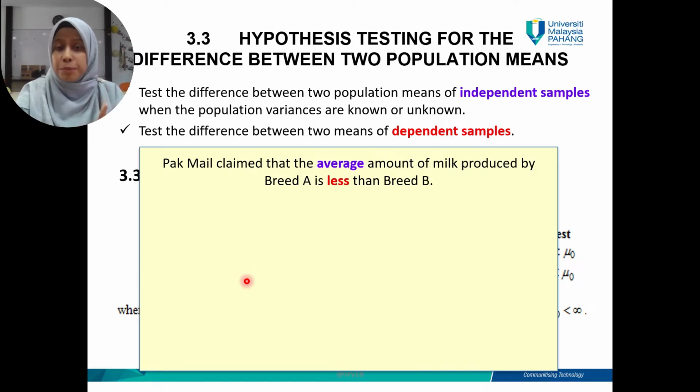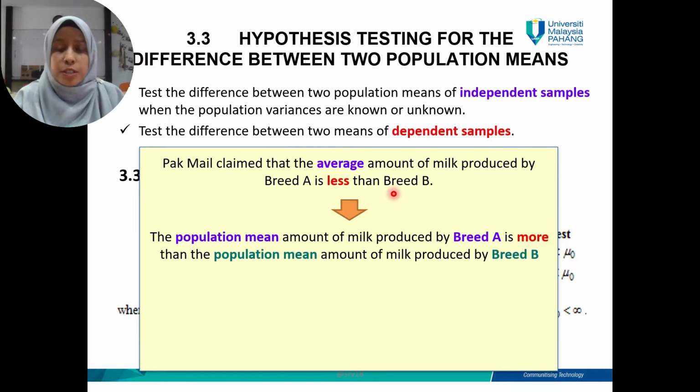For example, let me create a new claim by Pak Mail. Maybe Pak Mail claimed that the average amount of milk produced by breed A is less than breed B. You see here, this is a statistical hypothesis. Why do I say that? Because the claim involves average, which is population mean, and this claim involves two populations, which are breed A and breed B.